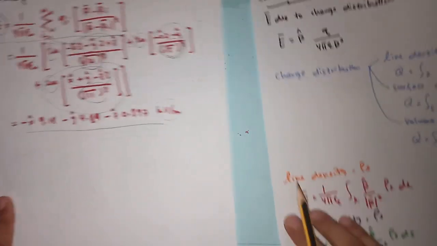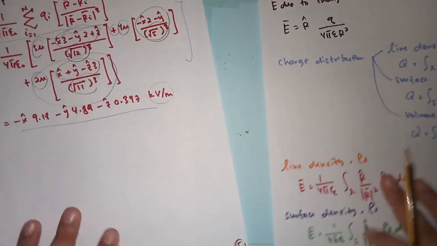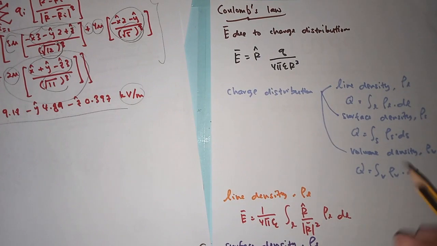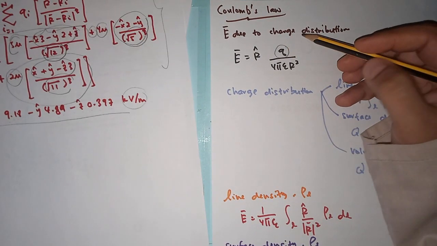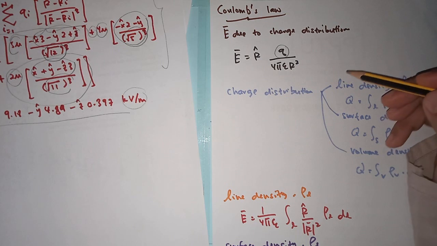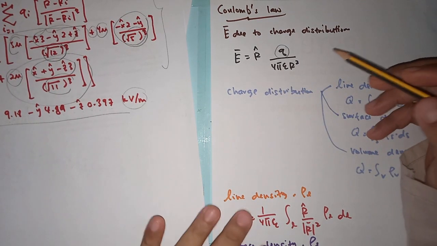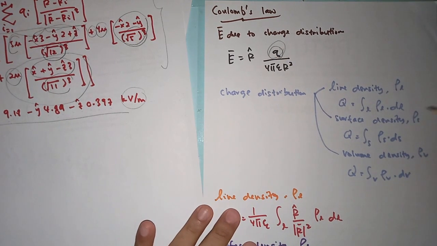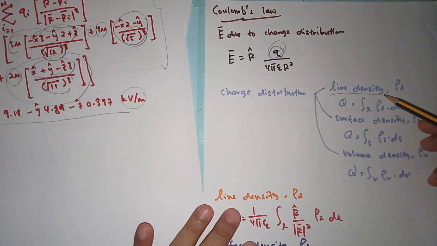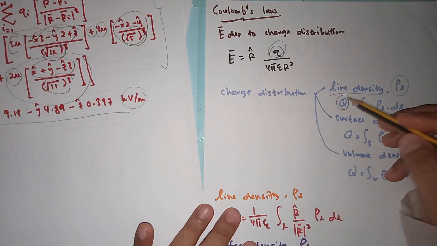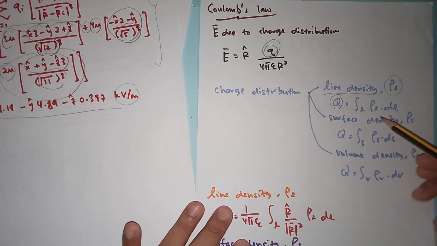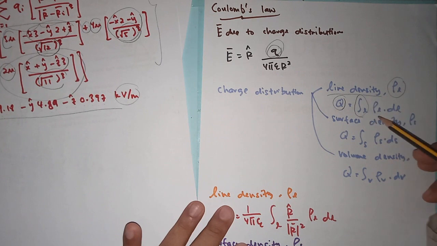Alright, as we have learned before, the Q can also be represented by its charge distribution or density value. So Q can be represented by line density. We have rho L here, and in order to find the total charge in a certain length, we need to perform a line integration of rho L dot dl.